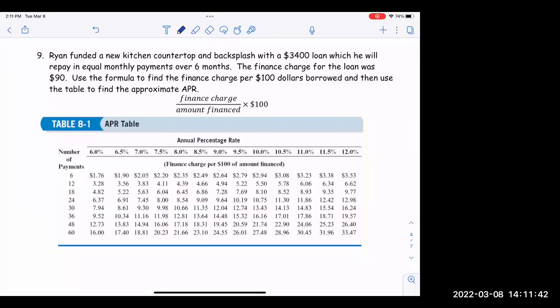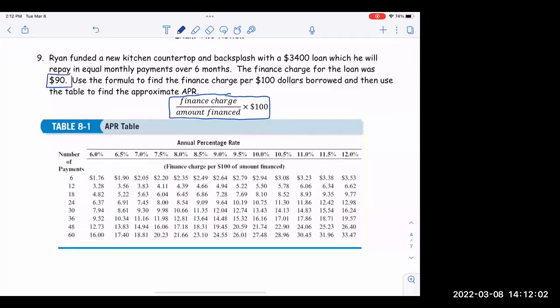So you're given this formula, finance charge divided by the amount financed times $100. That's going to give you the amount of money that you are charged in interest for every $100 that you borrow, right? So in this case, it says the finance charge was $90. The amount financed, or the amount that we're borrowing in this case, is $3,400.